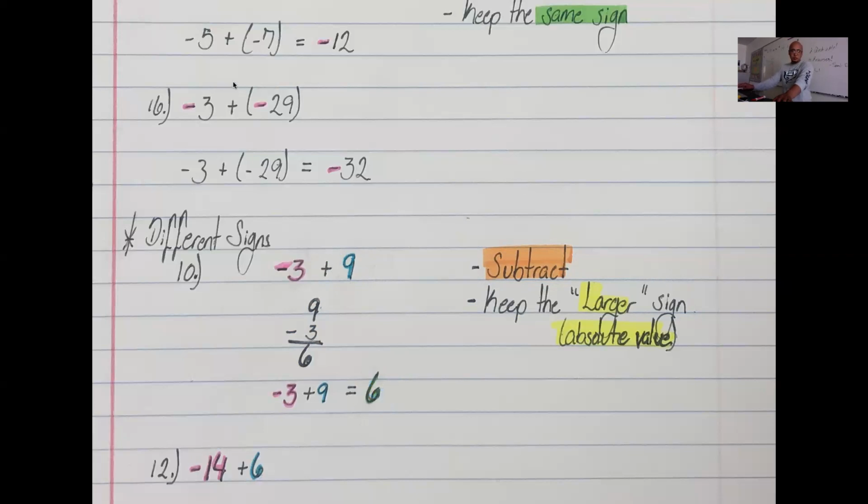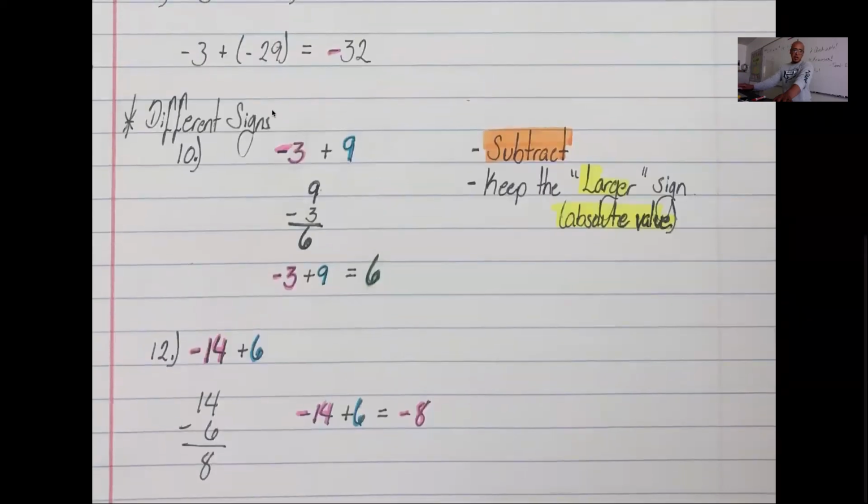Let's try another one. Number 12 from our textbook says -14 plus positive 6. So -14 plus positive 6. All right, let's go ahead. We notice that we're adding 2 numbers with different signs. So one of them wants to be negative and the other one obviously wants to be positive. So even though I'm adding them, I'm actually going to subtract. I'm going to get the difference between these 2 numbers. And the difference or the subtraction between 14 and 6 is 8.